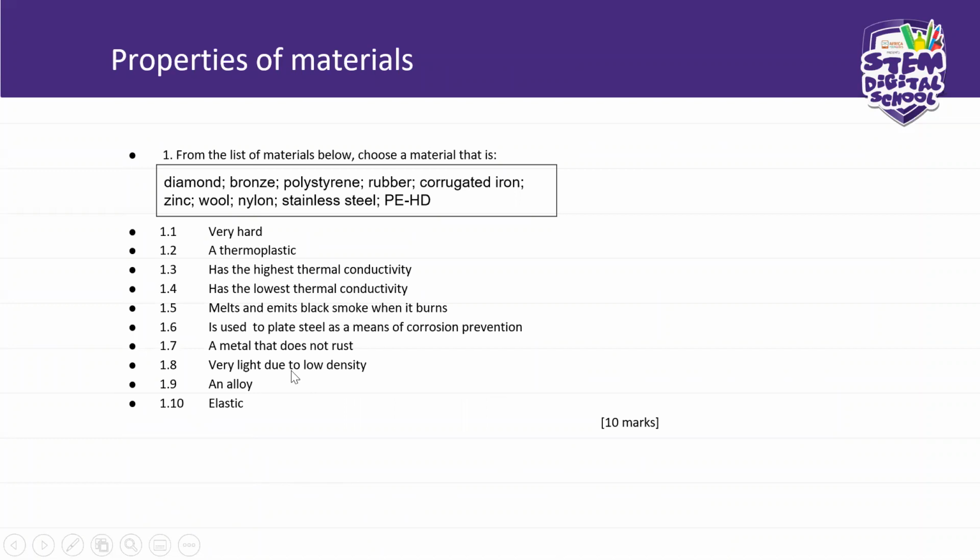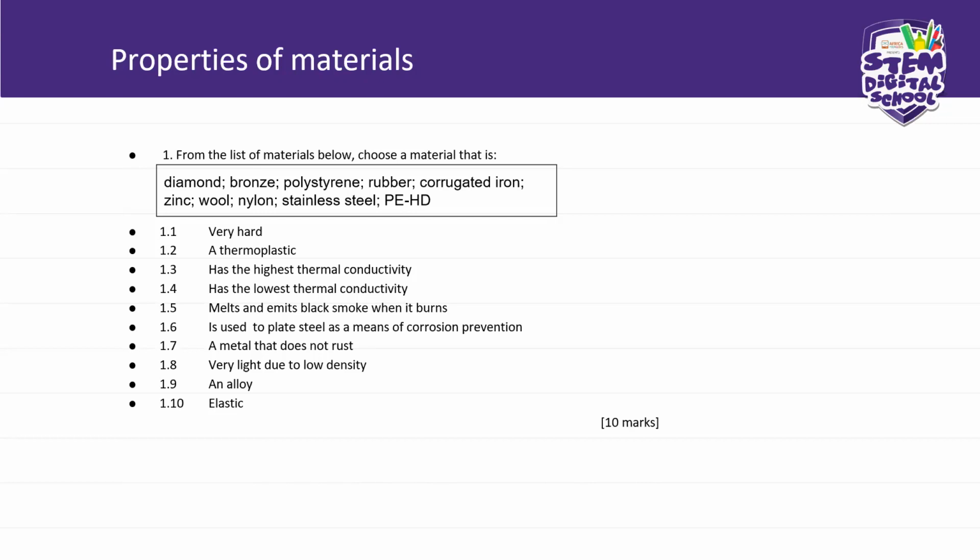Right. Now, we are looking at properties of materials. That's why we went back to the beams and columns. We are looking at their properties because it is their properties which will give us good reason where to use them when we are building structures.